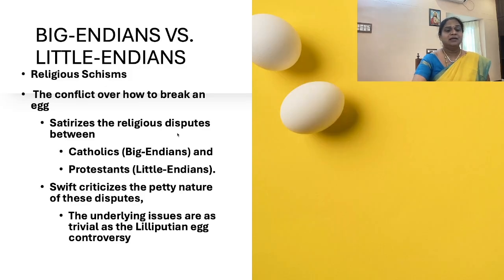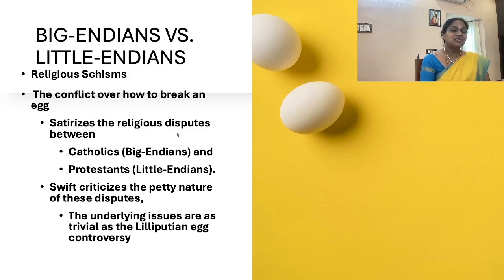Here you find the conflict between the Big-Endians versus the Little-Endians, which highlights the religious schisms, especially the conflict over how to break an egg. Is that very important in a society when there are so many people dying of poverty, hunger and thirst in the present era? At this point of time, they wonder where to break the egg, how to break the egg, either at the big end or the little end.